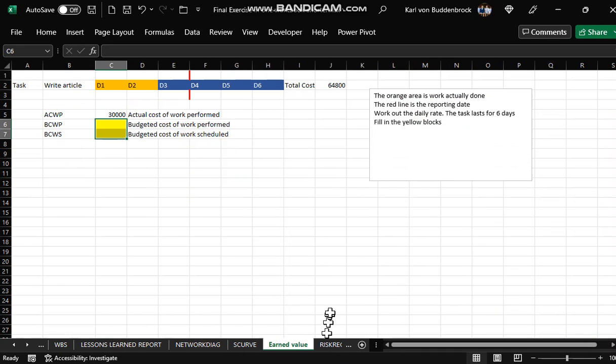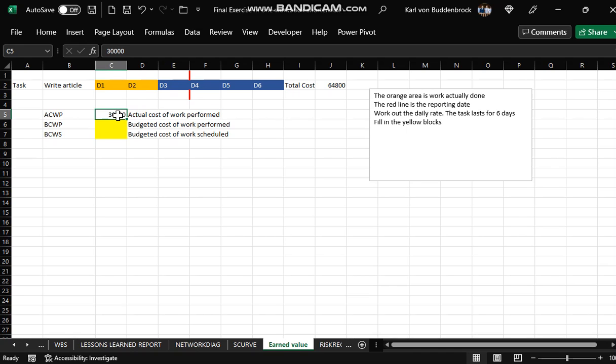Earned value, very straightforward. Day 1 and day 2 have actually been done. The orange area is work actually done. The blue area is work not yet done. The red line is the reporting date. So clearly it is behind schedule.